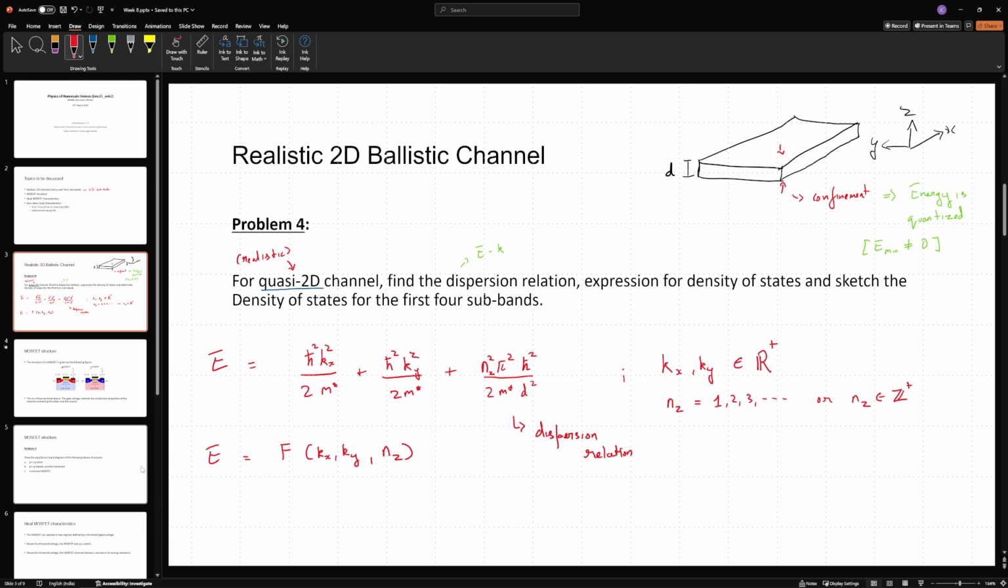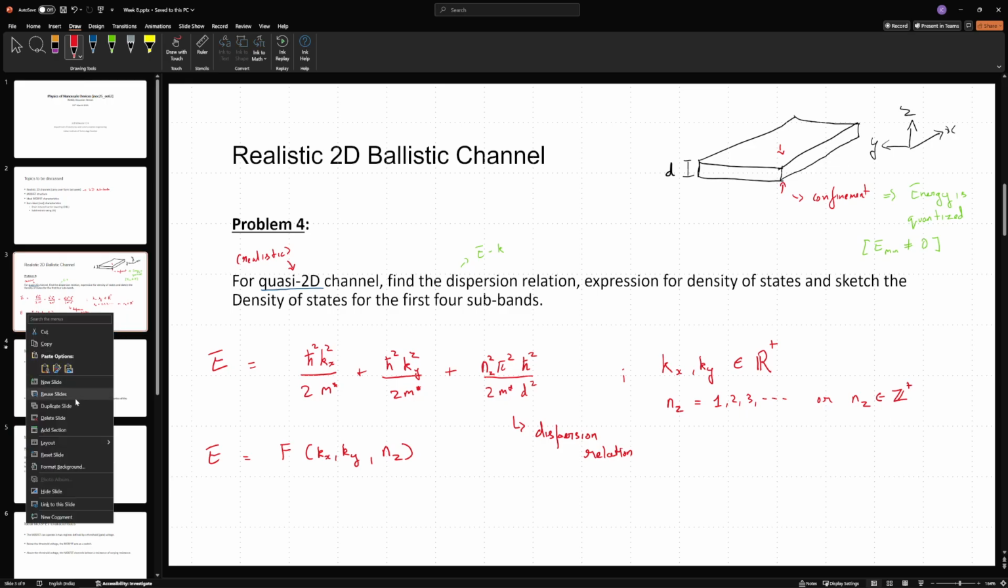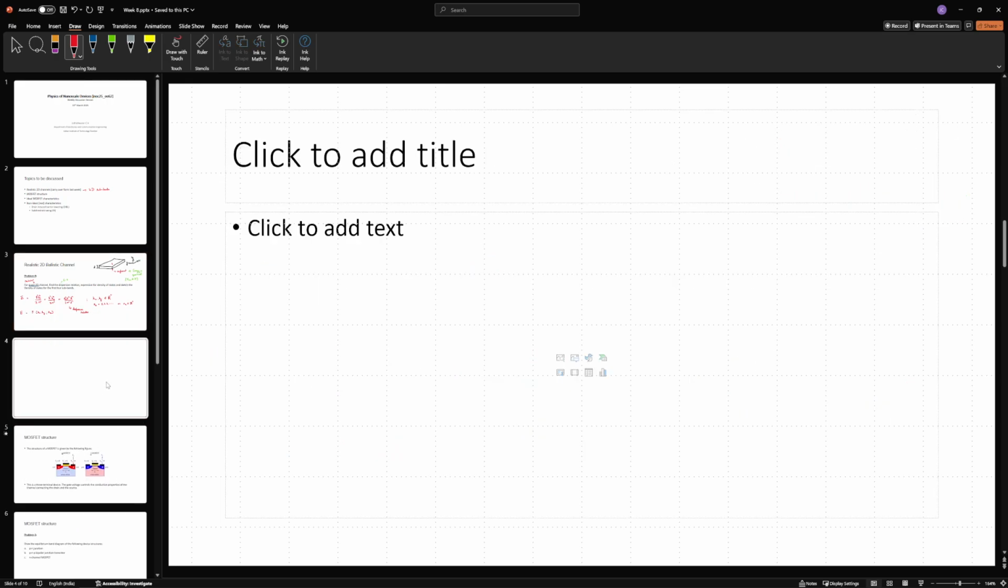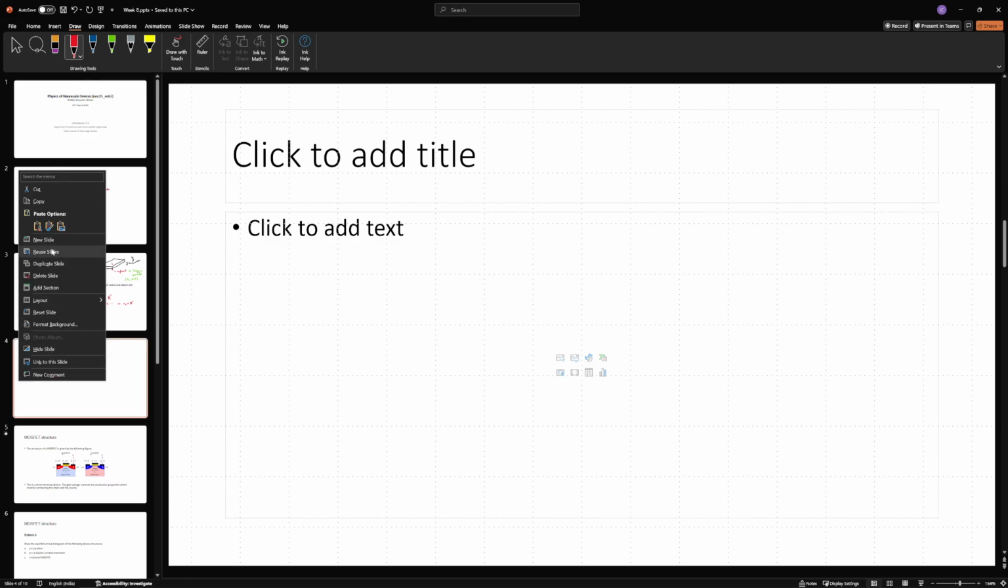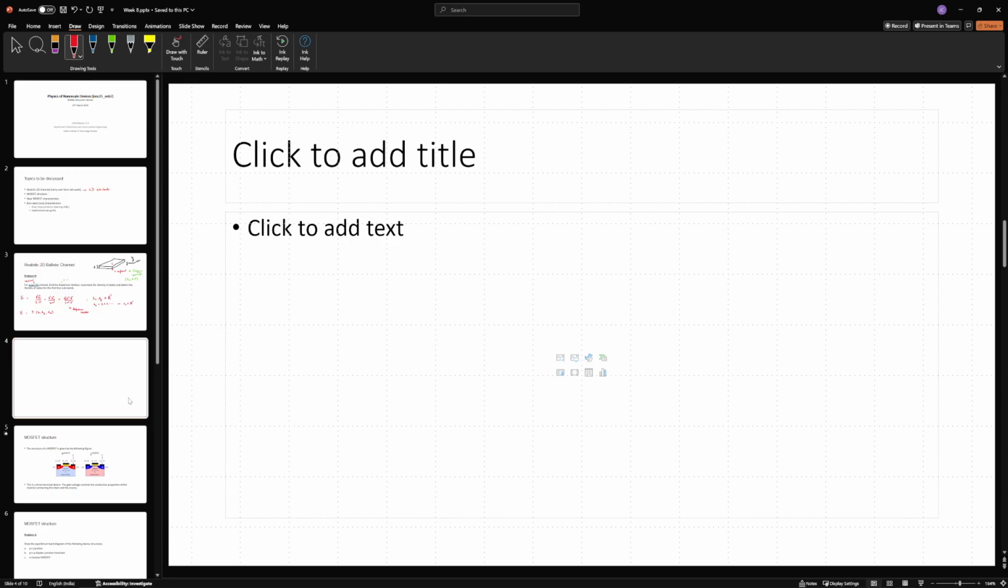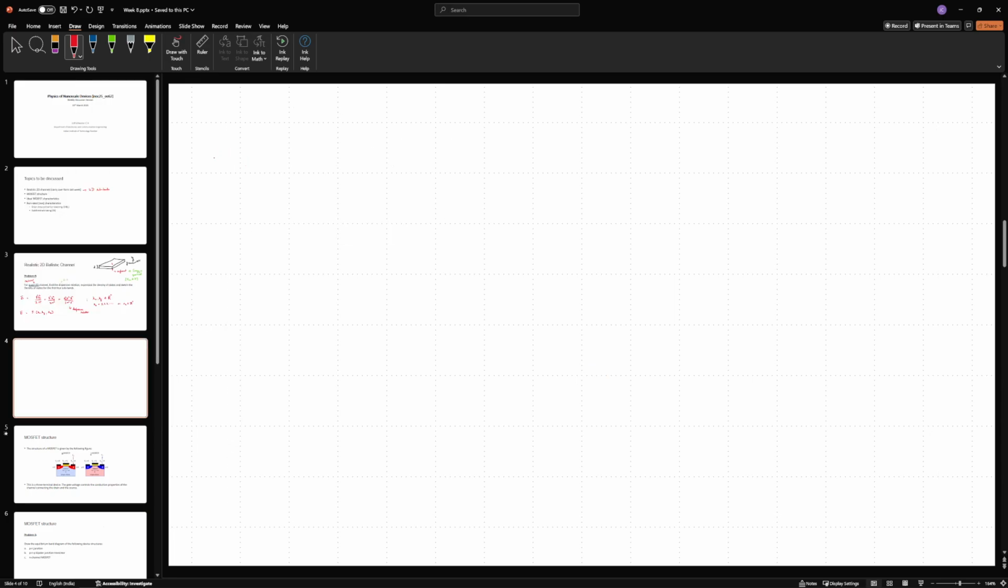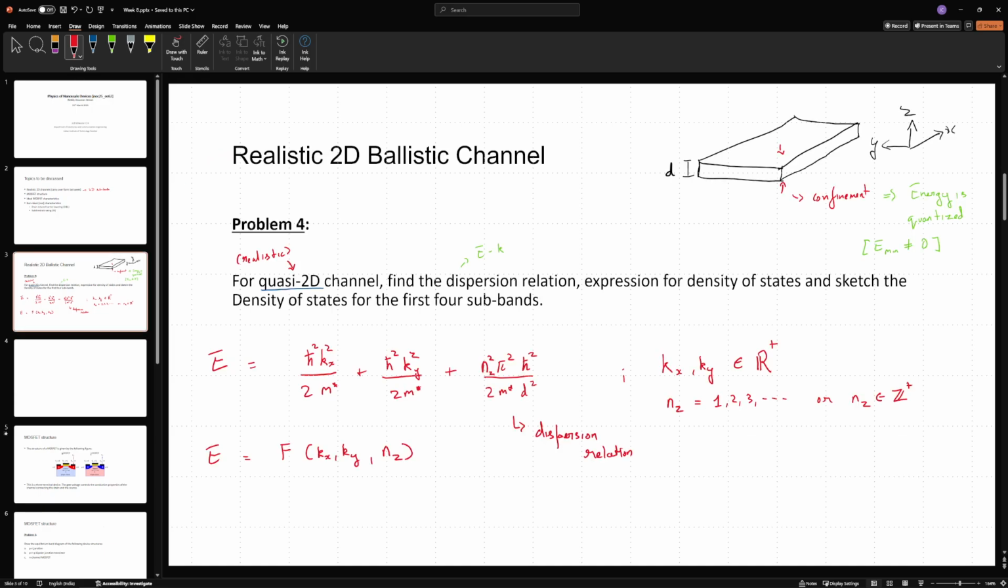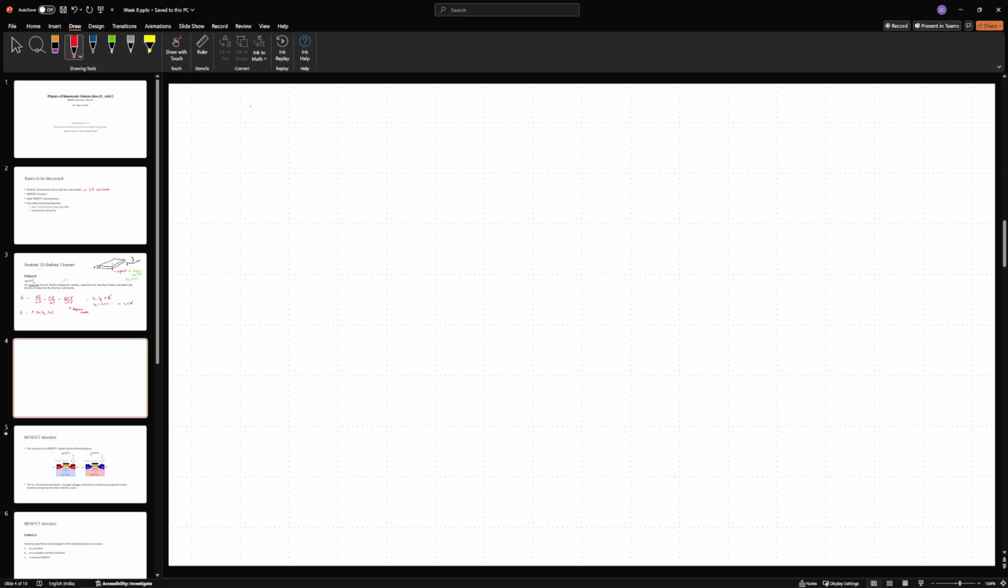Okay, and quickly a new slide. The second thing that we have to find out is the expression for the density of states, and then sketch the density of states for the first four subbands.